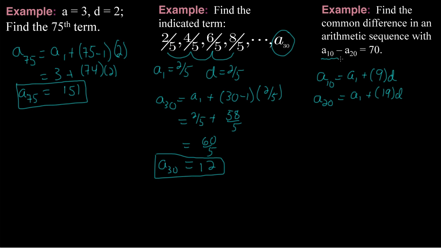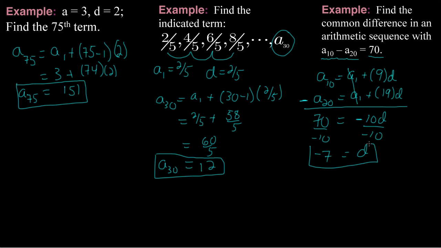I'm also told that if I subtract the 20th term from the 10th term, I wind up with a difference of 70. So I'm going to do that to my two equations here. A10 minus A20, I was told, is 70. A1 minus A1 cancels out, and 9D minus 19D gives me a negative 10D. If I divide both sides by negative 10, I wind up with the common difference of negative 7. That means that your sequence is going to decrease by 7 units for every term.